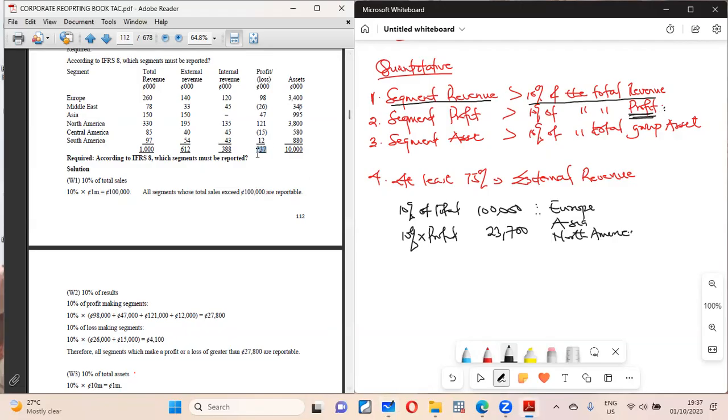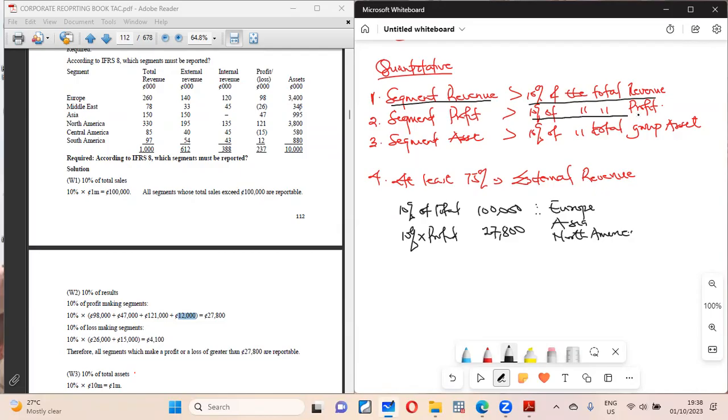Oh, okay. So if we pick this one, we will make a mistake. So it will be this profit, and this profit, and the last profit, right? So when you combine, the figures are 98, 47, 121, and 12,000. When you combine, you should be getting 278,000, and 10% of 278 gives 27,800. Do you understand what I've done?